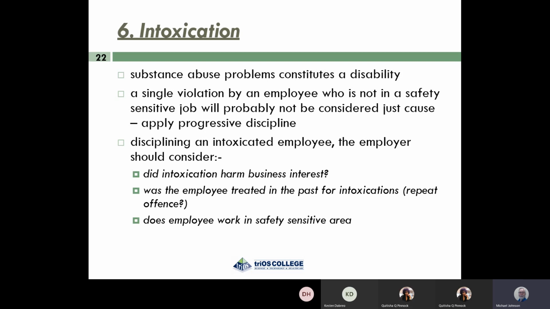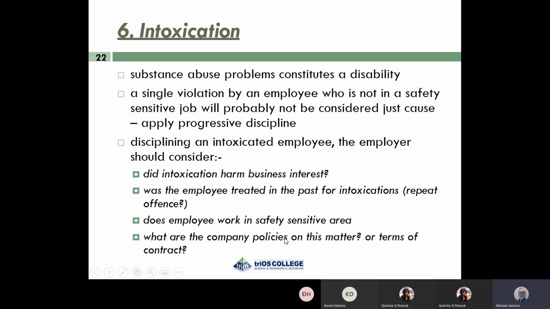Does the employee work in a safety sensitive area? People have killed themselves for no other reason than thinking they could fly, especially off a tall building where they're working, and then decide, well, they saw a butterfly, so they think they'll fly with it. You know, whatever gets you up in the morning.